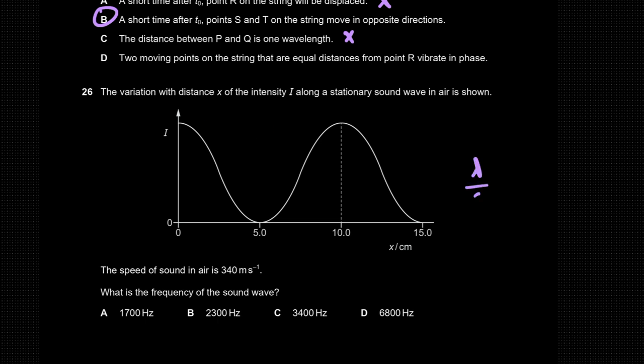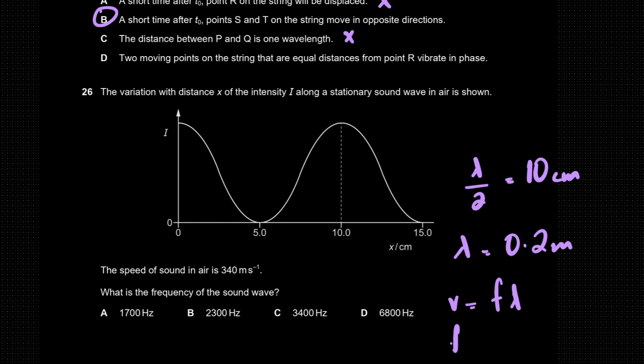So I can see from this graph that lambda by 2 is 10 centimeters, which is basically 0.1 meters. So lambda is 0.2 meters. So if I use v equals f lambda, then f equals v over lambda, right? So this turns out to be 1700 hertz.